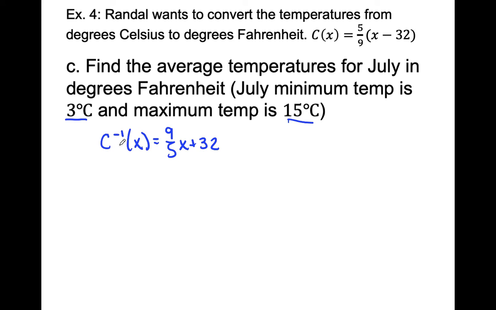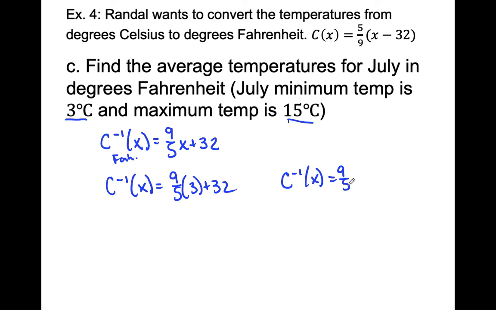All right, so remember, in the inverse equation, this is your Fahrenheit. So the Fahrenheit of x for 3 degrees would be 9/5 times 3 degrees plus 32. And your Fahrenheit degrees for the maximum would be 9/5 times 15 plus 32. Okay, so this one will give you about 37.4. Make sure you write degrees Fahrenheit. And this one will give you about 59 degrees Fahrenheit.